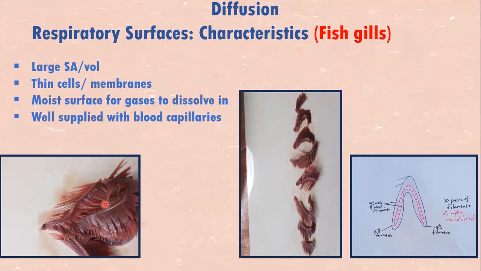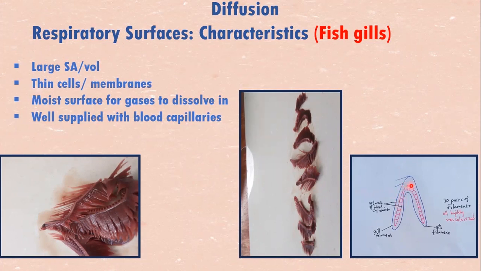But the adaptation that does the gaseous exchange is the gill filaments. These are them. They are numerous, and so they present a large surface area. They are thin, so they meet the large surface area to volume ratio. They have thin membranes that allow gases to diffuse in. The surfaces are already moist for the gases to dissolve in. And they are highly vascularized. Each filament has a lot of blood capillaries serving it.